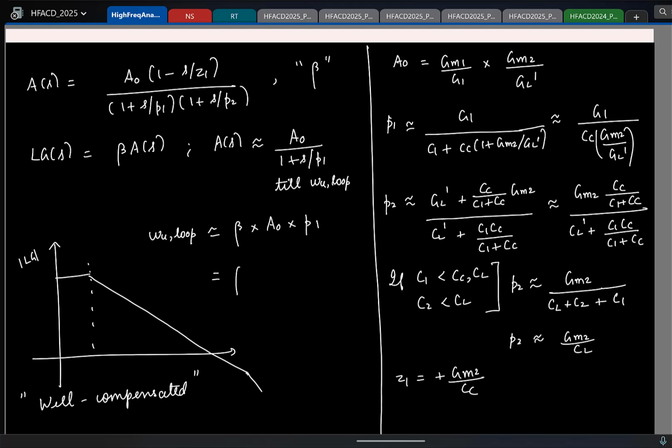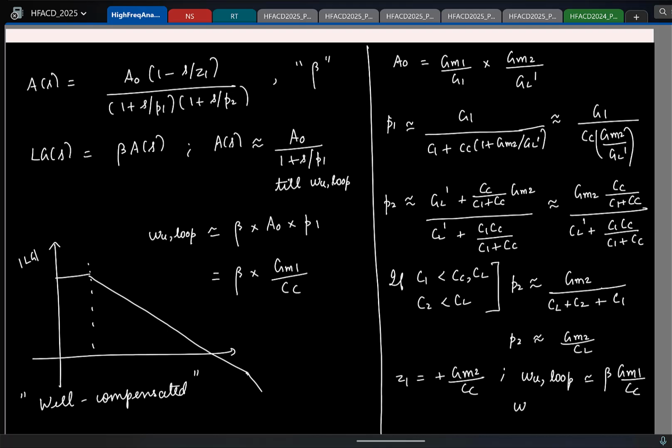So let's put all the numbers. I have A0, I have the dominant pole. So GM2 by GL prime and GM2 by GL prime cancel. G1 cancels. So I'll end up only with GM1 by CC. Okay. So let me mark that here. The unity loop gain frequency is roughly beta times GM1 by CC.